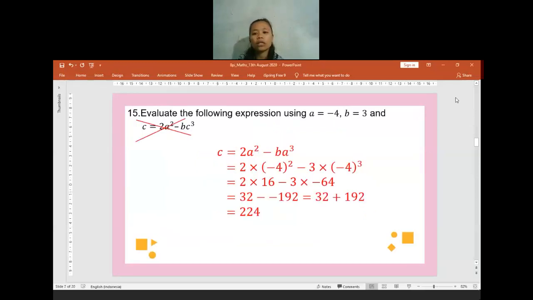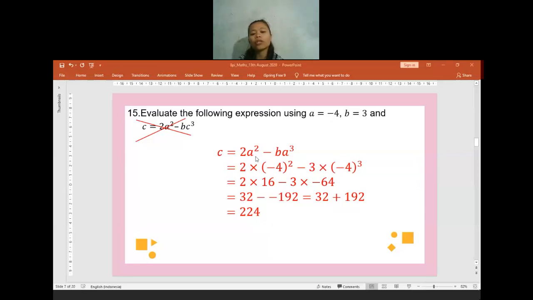For question 15 here, we already have the equation. Yes, I know I made a mistake in the question. Sorry. It's supposed to be C equals 2a square minus ba to the power of 3, but I typed the letter A instead of the letter C. So this is the correct question: C equals 2a square minus ba to the power of 3. The a is equal to negative 4, the b is equal to 3.